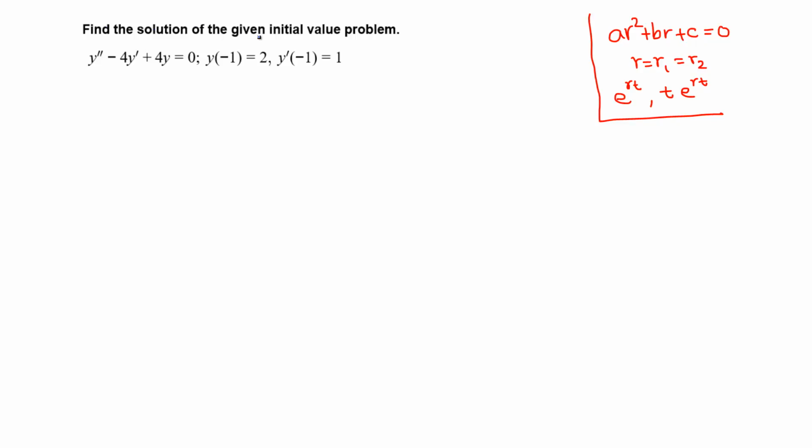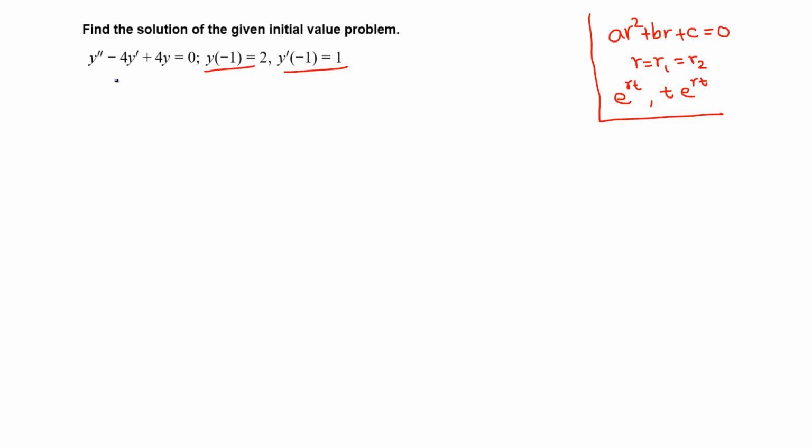Find the solution of the given initial value problem. We have a second order constant coefficient homogeneous linear equation. So we first find the solution of this differential equation, which will have two unknown constants C1 and C2, or you can say A, B, and you find the values of those constants using these initial conditions. Okay, so first let's solve this.